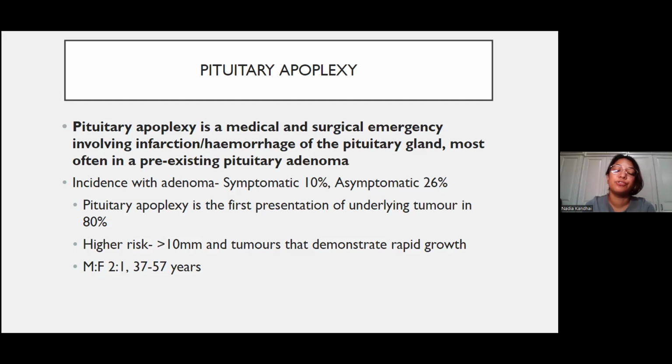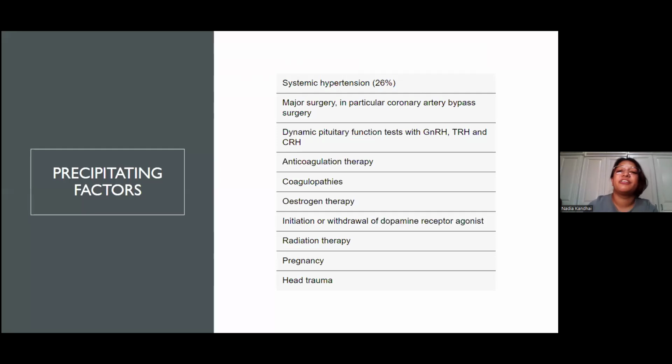There's a higher risk involved with larger tumors, more than 10 millimeters, as well as in tumors that demonstrate rapid growth. There's a male to female ratio of 2:1 and approximate age range of 37 to 57 years. We have many precipitating factors, most significant seen to be systemic hypertension. There's also major surgery, dynamic pituitary function tests, anticoagulation therapy, coagulopathies, estrogen therapy, initiation or withdrawal of a dopamine receptor agonist, radiation, pregnancy, and head trauma.